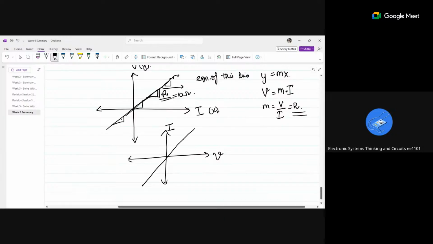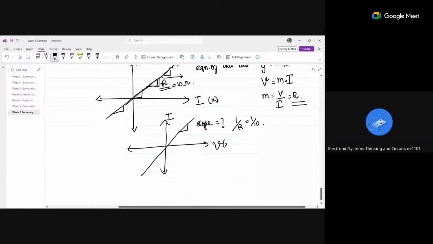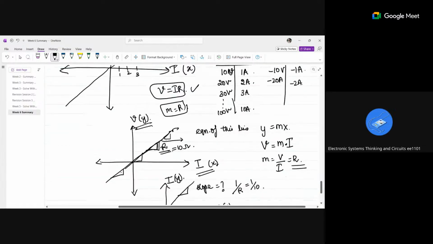If this is a resistor, what is the slope here? It's 1 by R, 1 by 10. Here the x-axis is V and the y-axis is I, so my equation becomes y is equal to mx. Y is I, x is V, m is equal to I by V, which is nothing but 1 by R. So don't get confused. Please look at what the x-axis and y-axis are, then write the slope.